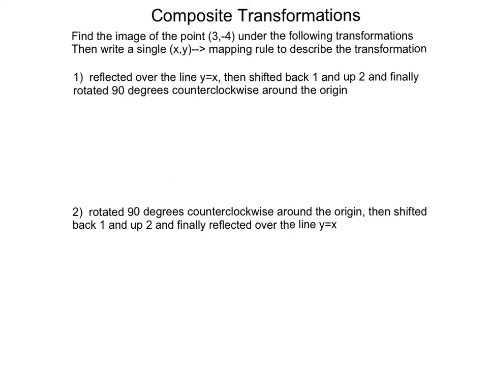Hello there. In this video we're going to chain together a bunch of transformations and then write a single mapping rule describing the composite transformation. Okay, I'm going to denote the steps along the way. First thing that we do is we reflect over the line y equals x, and effectively this switches the x and y coordinates. Then we're going to shift back 1 up 2. Back for me is a horizontal shift to the left, and up is of course a vertical shift up.